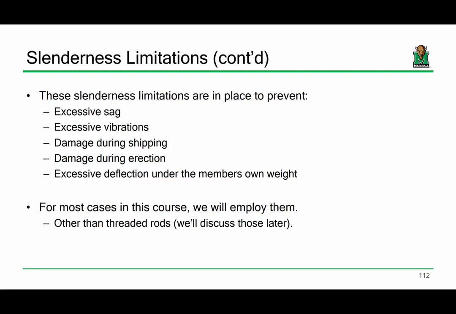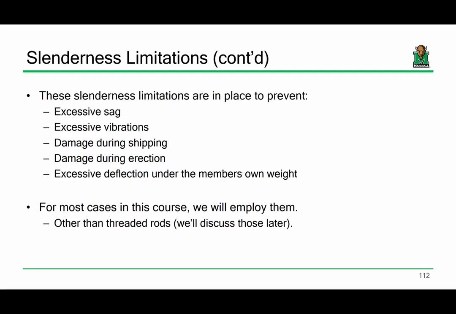If you have a piece of steel that is super, super slender, it is really hard to handle. It's hard to pick up. It has about as much stiffness as a piece of wet spaghetti. So you can have damage during shipping. You can have damage during erection. If you have an element that's very, very slender, you can end up with a structure that has excessive sag, excessive vibrations. It can deflect too much under its own weight.